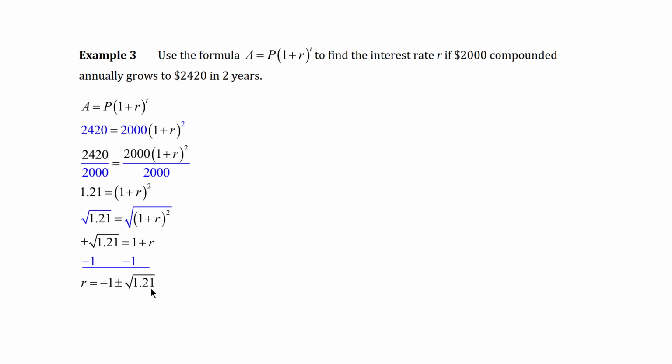However, we could eliminate the negative 1 minus square root of 1.21 because that would result in a negative interest rate, which would not make any sense for this problem. So r is equal to negative 1 plus the square root of 1.21. If we plug this into a calculator and round to 1 decimal place, we get that this is approximately equal to 0.1. Next, we convert the decimal to a percentage, which is just multiplying it by 100. This results in 10%. So the final answer is that the interest rate is 10%.